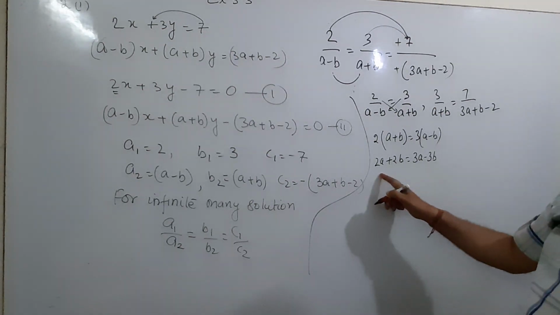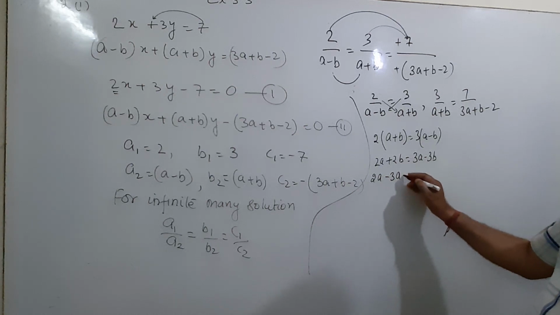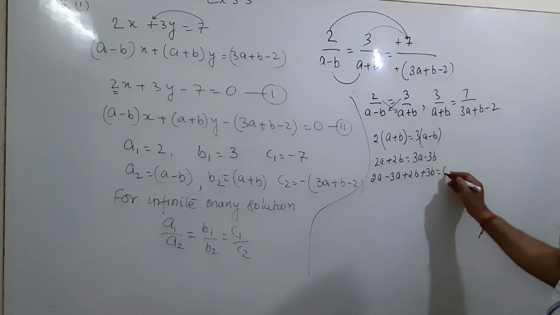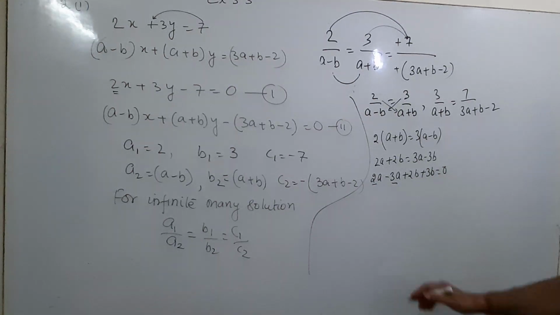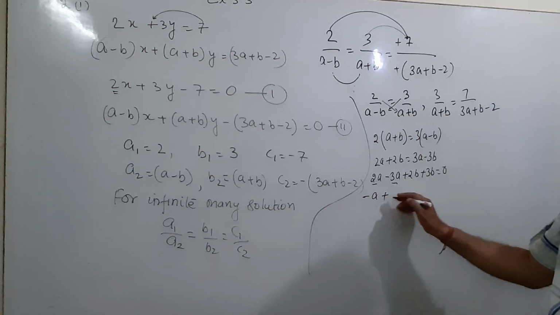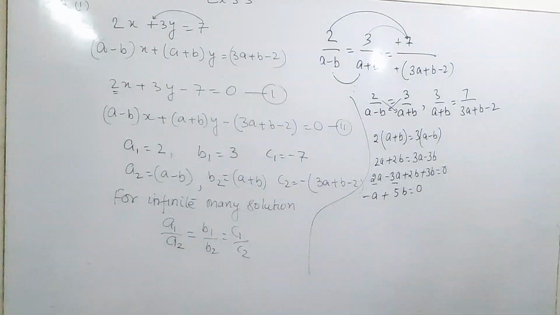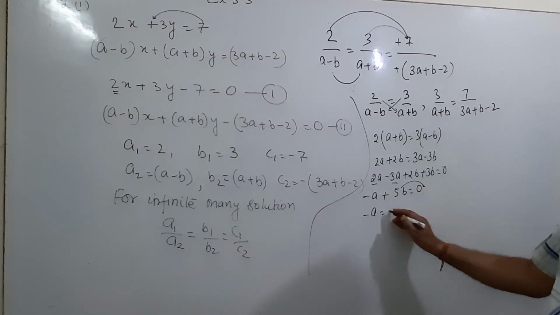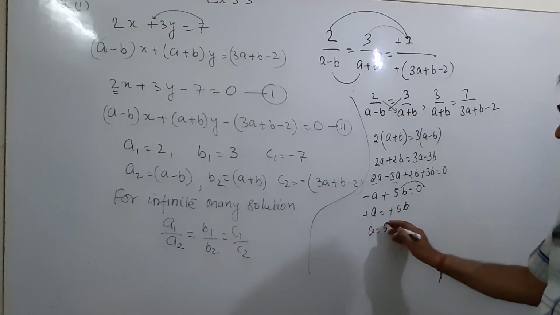We have to take this side: 2A minus 3A plus 2B plus 3B equal to 0. 2A minus 3A is minus A, plus 5B equal to 0. Or minus A equal to minus 5B, the minus will cancel, so A is equal to 5B.